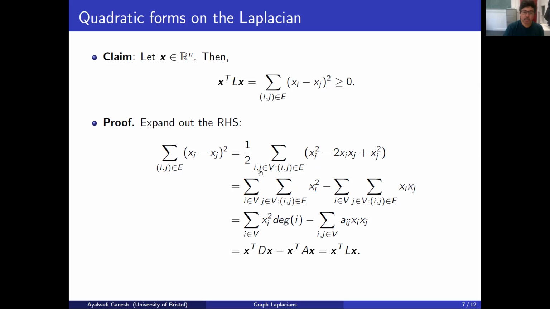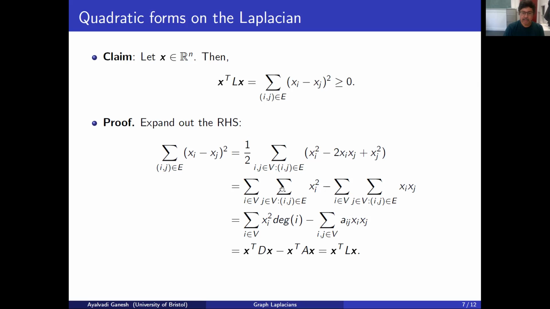So I've written the sum of xi squared. This is a double sum over indices, and I've just written that out in full. So we can first sum over i in the vertex set, and then sum over j such that there's an edge between i and j of xi squared. And then I have the minus 2 xi xj term, so the 2 cancels the half, and I've again written out this double sum as a sum over i, and then an inner sum over j such that there's an edge between i and j of xi xj.